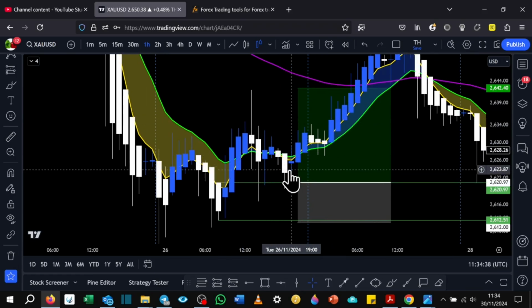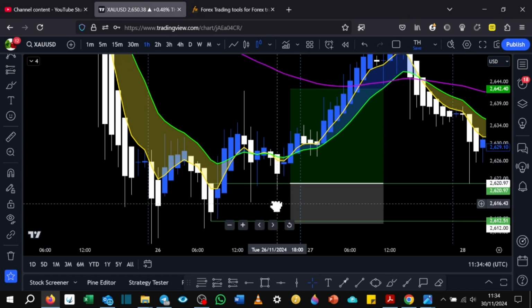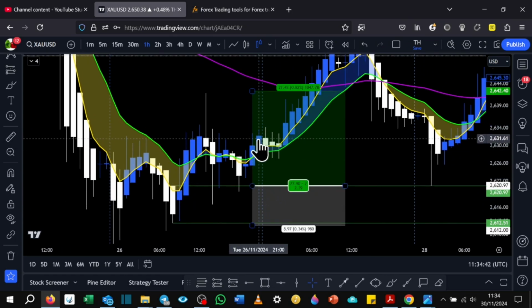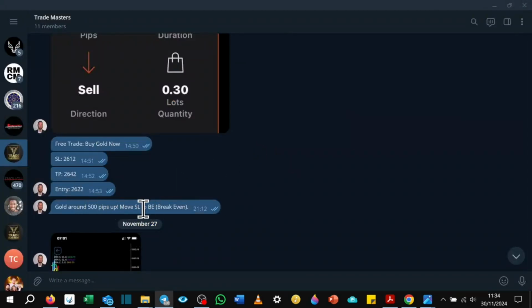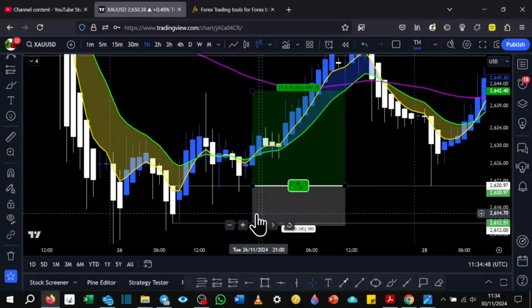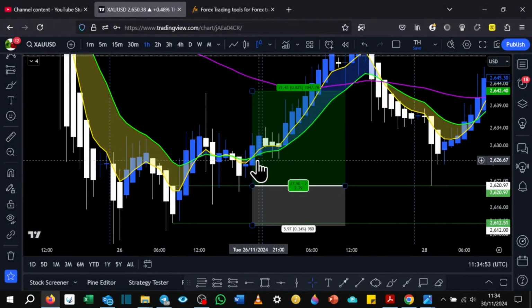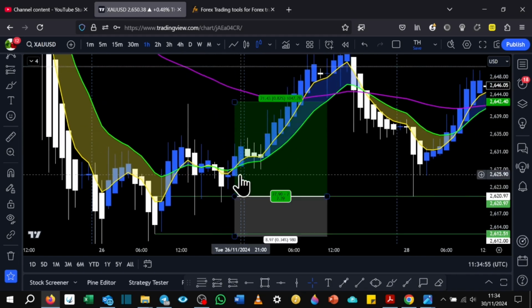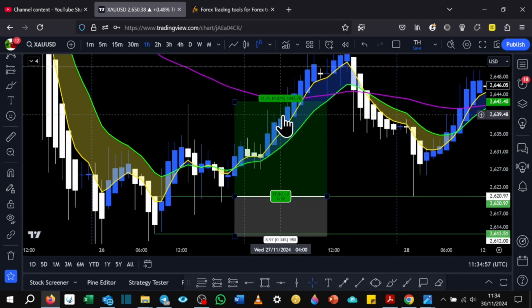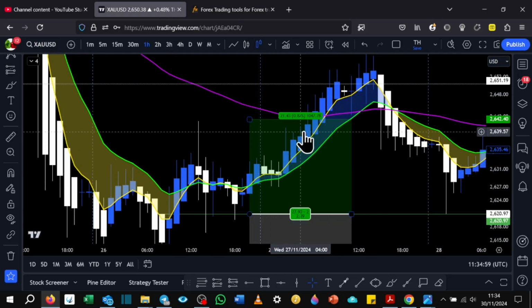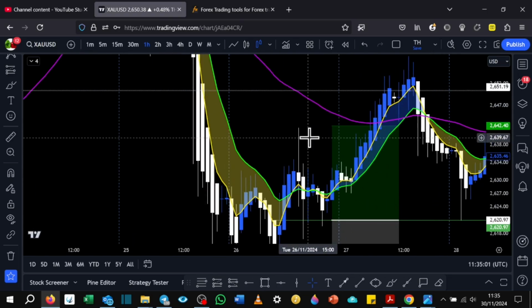But I never said to put the stop loss to break even until we were around here. It was around 500 pips up around here. So then I said at around 500 pips, move your stop loss to break even. So that's what we did here. I went to sleep because that's around 10 p.m. And then through the night, the price has nicely got more bullish.